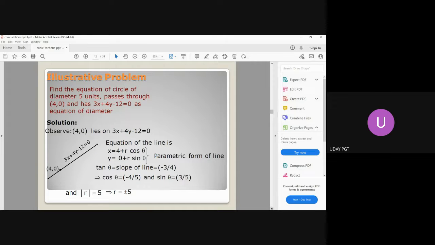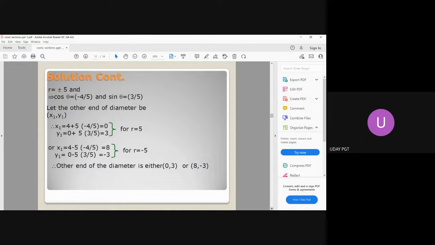From that, the slope of the line is minus 3 by 4, but the slope of the line can be defined as tan theta. So from this, cos theta we are going to get as minus 4 by 5, and sin theta as 3 by 5. You have learned this in trigonometry. So from these two, when we consider the radius, we can say it is plus or minus 5.